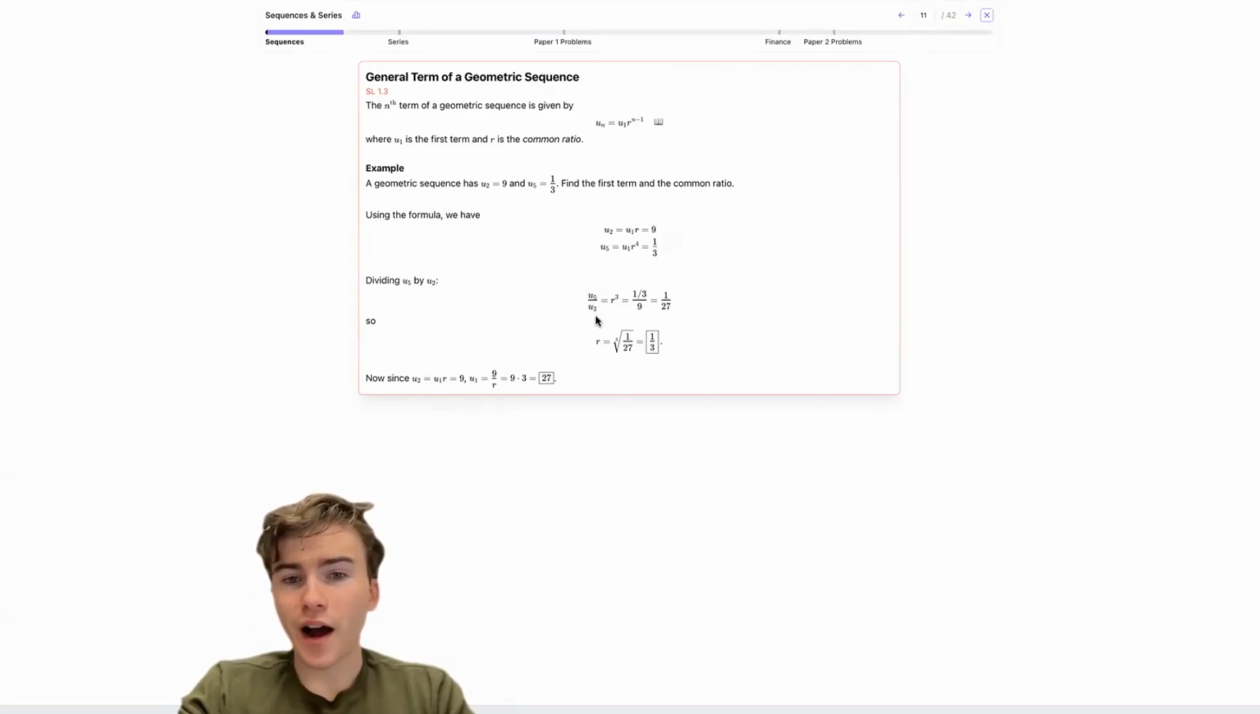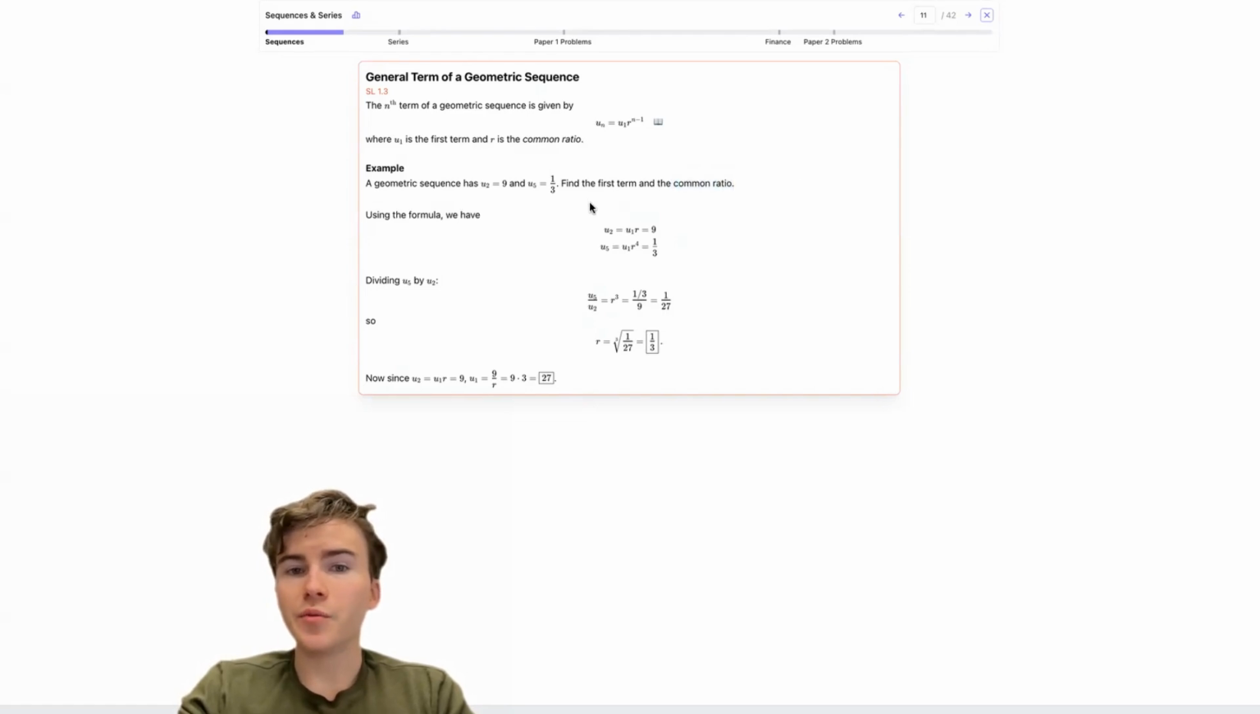Now, if I divide u5 by u2, I get u1 r^4 divided by u1 r. That simplifies to r cubed. And then 1/3 over 9 is 1 over 27. To take the cube root of 1 over 27, I just recognize that 27 is 3 to the power of 3. So this becomes 1 over 3. All right, so r is 1 over 3, and that answers one part of the question.